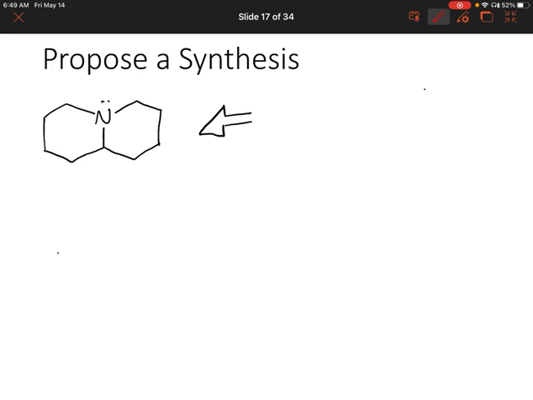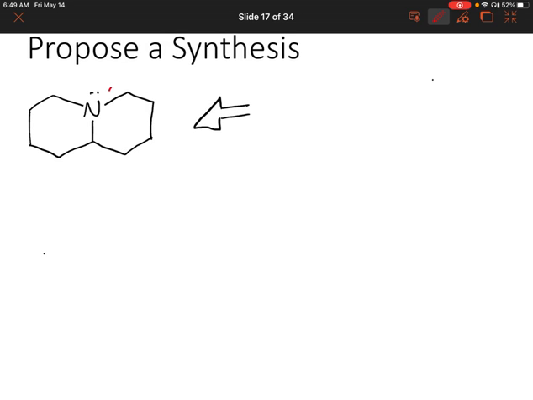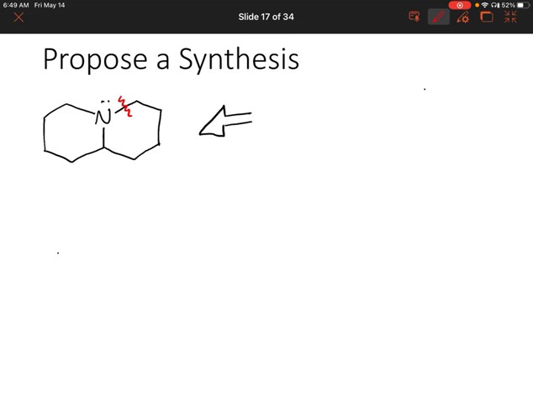So let's go back here, and let's just pick one of these bonds. It doesn't really matter which one we break because they're all valid. So let's just pick this one to the right. So on one side, we would have our amine. And on the other side would be our ketone or aldehyde. Although in this case, this carbon that I'm circling on the product, it doesn't have any other alkyl groups attached, so that would probably be an aldehyde.